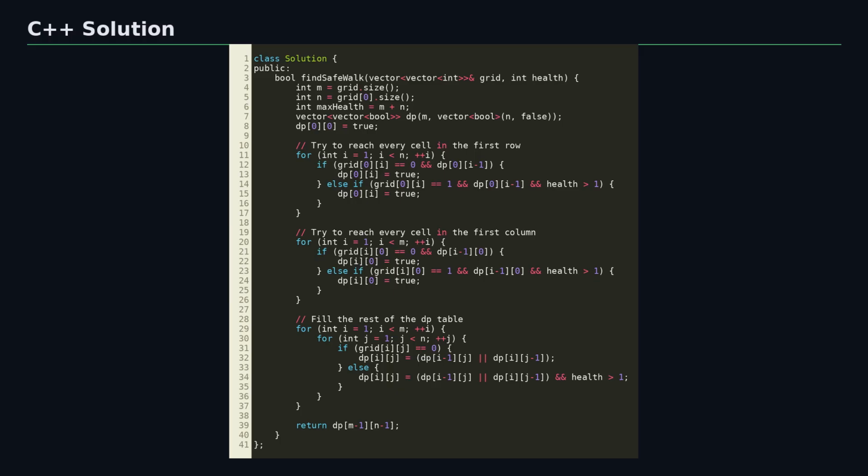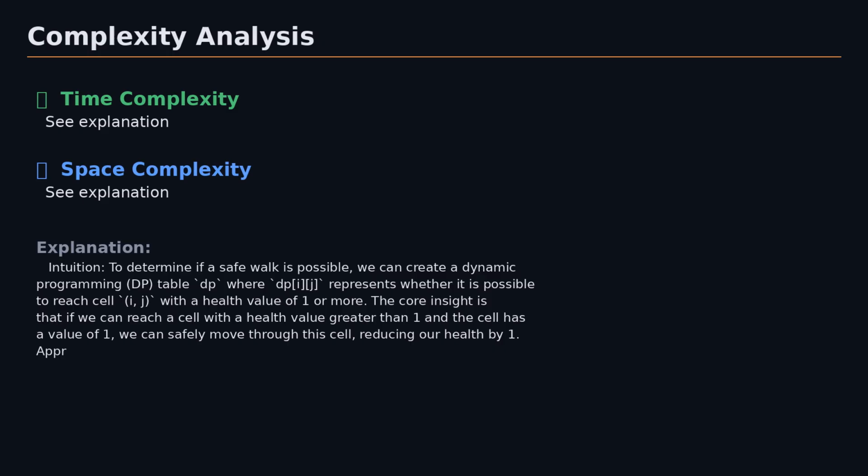If the current cell is 1 and the previous cell is reachable and our health is greater than 1, we also mark the current cell as reachable. We do the same thing for the first column. After that, we fill in the rest of the table based on whether we can reach the cell above or to the left of it. We use a nested loop to iterate over the grid. And for each cell, we check if it's 0 or 1 and update the table accordingly.